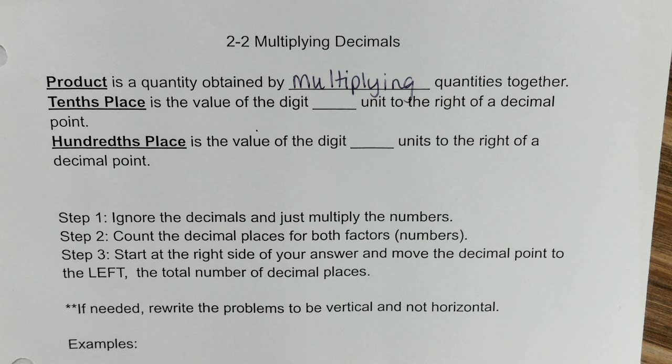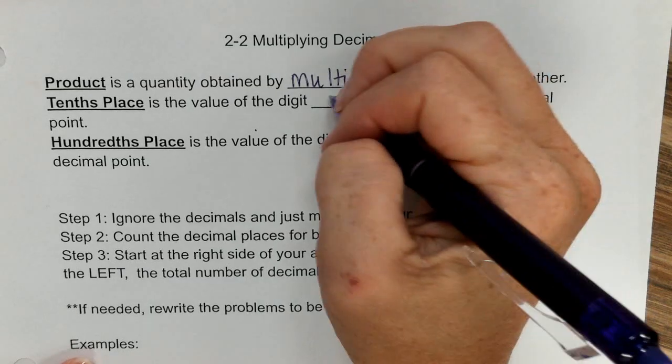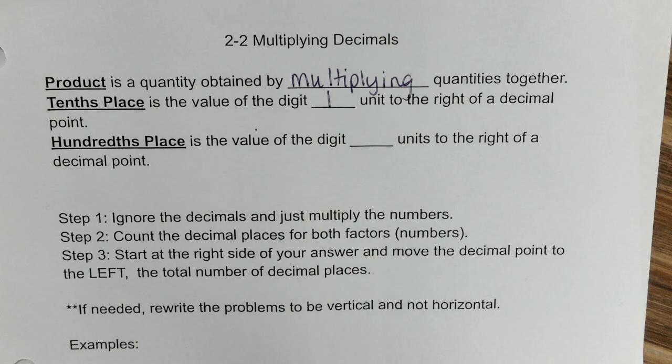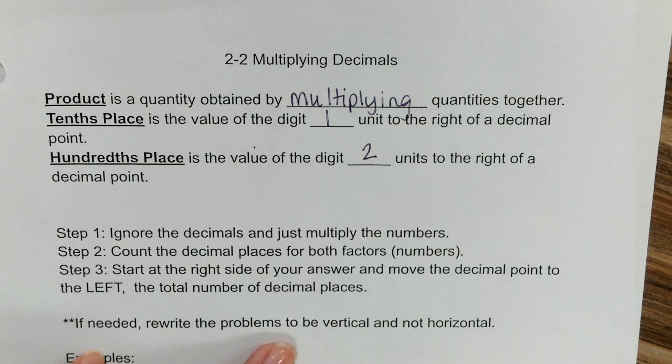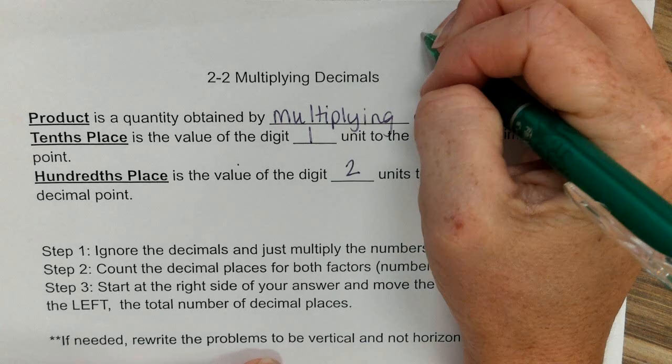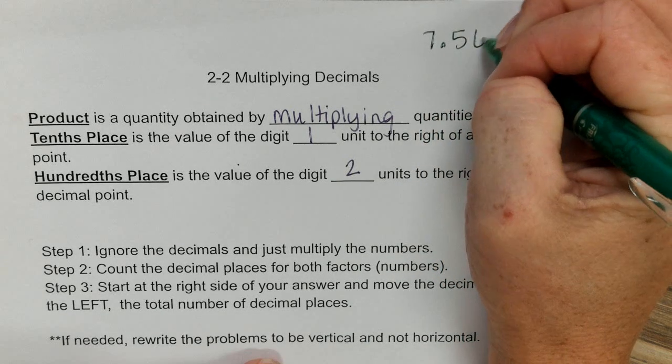You are also going to need to know your place value today. So we're going to talk about our place value. The tenths place is the value of the digit 1 unit to the right of a decimal point. The tenths place is 1 unit to the right of a decimal point. The hundredths place is how many? 2 places. So at the top of your paper, let's write 7.568.